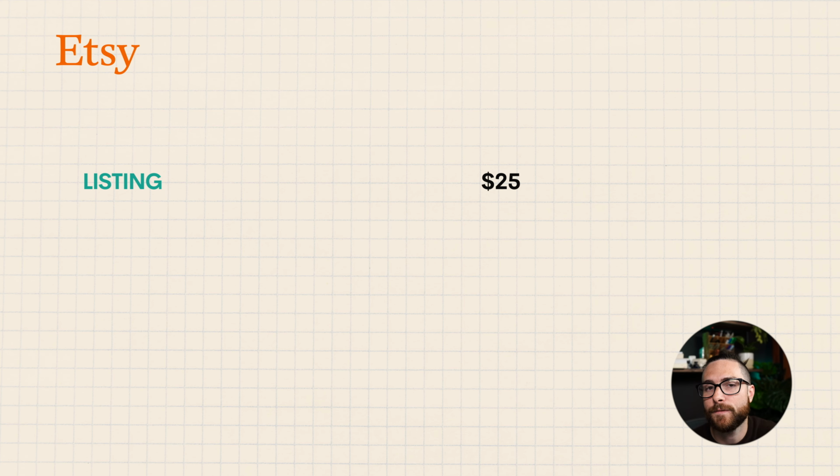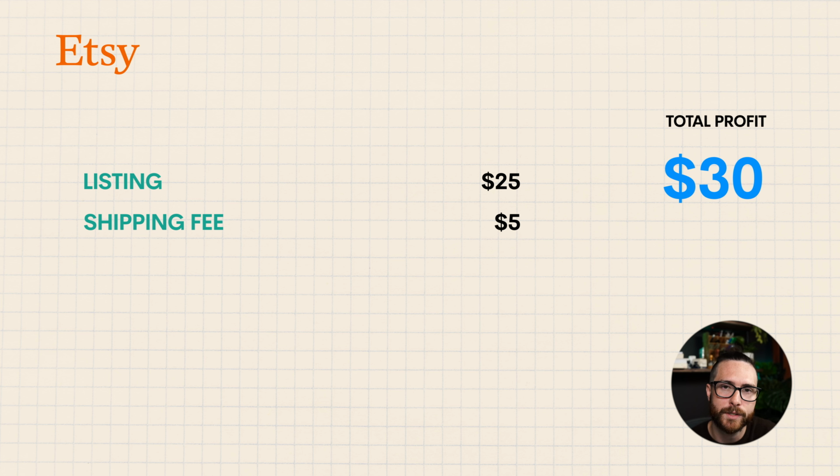So back to our t-shirt analogy. We're going to list our t-shirt for $25 because we have shipping turned on. So we're going to collect that extra $5 from the customer, totaling $30 that is going to come into the account. So an order comes in, you get $30.